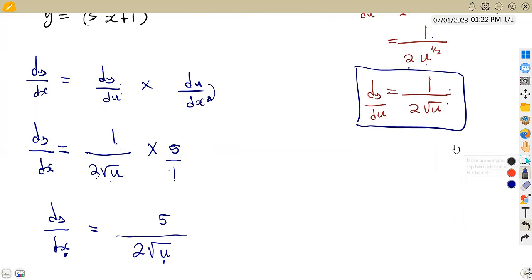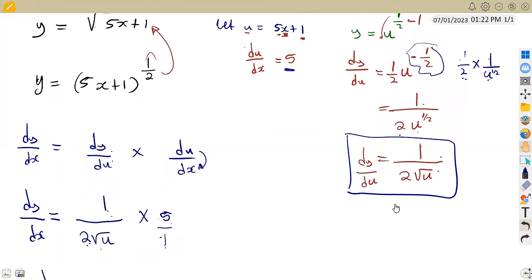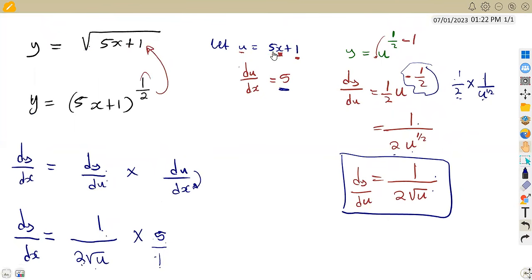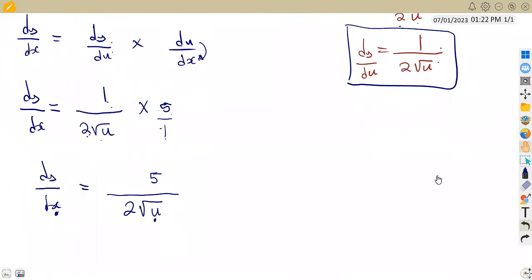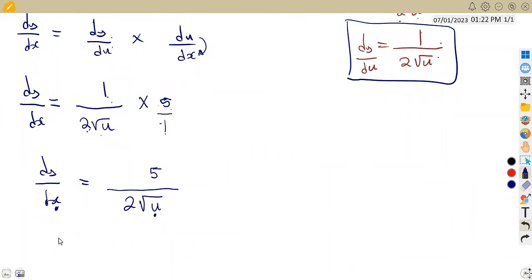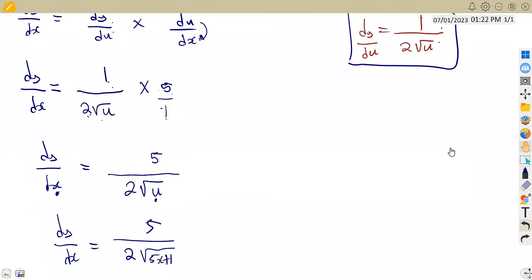So we go back now to the introduction of u that we had. We said u is replacing 5x plus 1. So in place of u, we are going to substitute our 5x plus 1. Therefore the derivative of y with respect to x is going to be 5 over 2 square root of 5x plus 1 in place of u. So remember, we said our u is represented by 5x plus 1. So like this, guys, you've got your final answer.